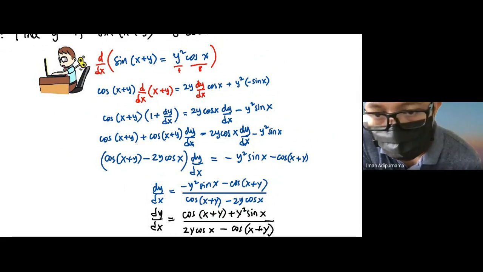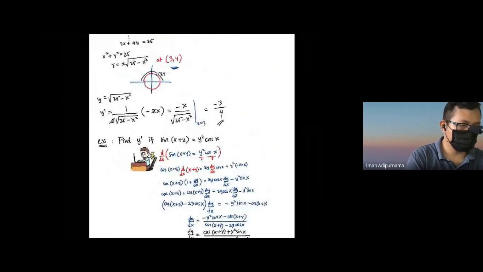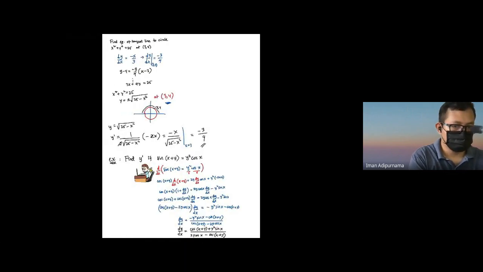Okay. I think we can continue. We can continue with implicit, but I think I will go directly to examples and then I will make a conclusion. So fine.